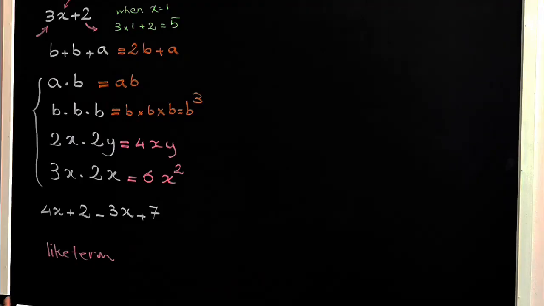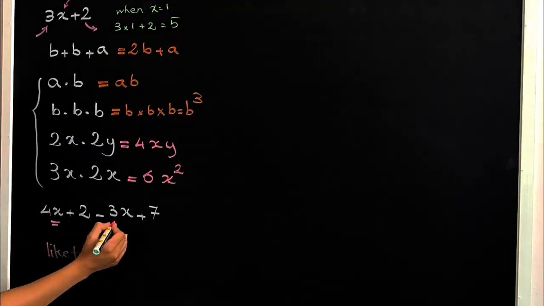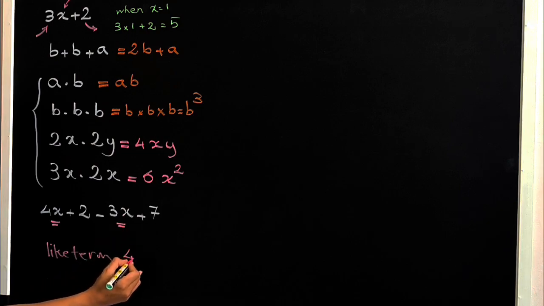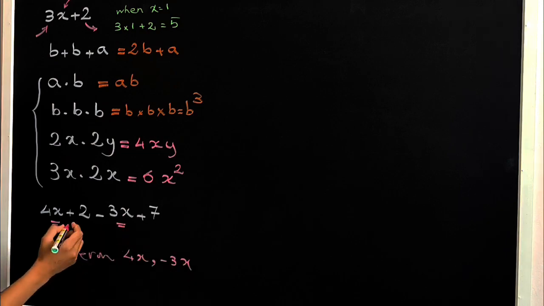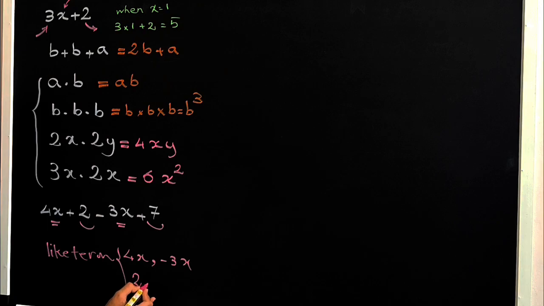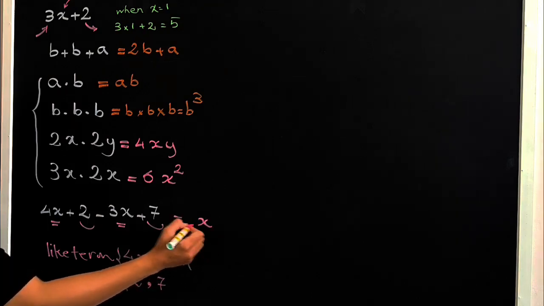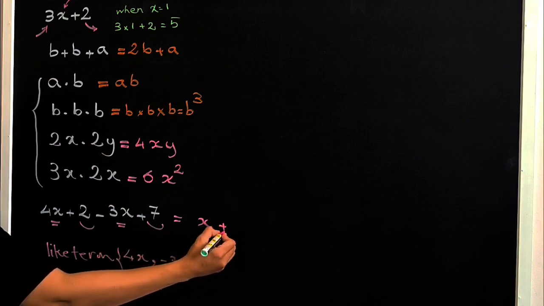Finally, a very important concept in algebra is like terms. This means terms that are similar can be combined. For example, in the expression 4x plus 2 minus 3x plus 7, first we combine the x terms, 4x minus 3x equals x. Then we combine the numbers, 2 plus 7 equals 9. So the whole expression simplifies to x plus 9.